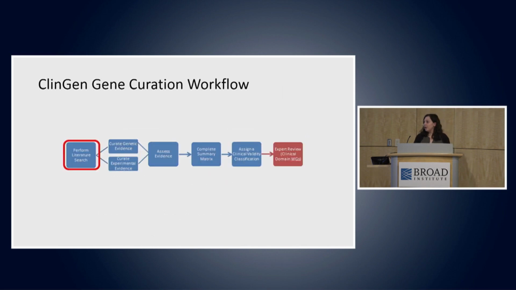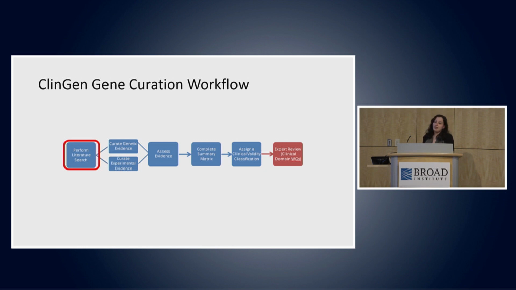And so this is the workflow here. Because we want to be as transparent as possible and because all of the curations go on the website, what we largely curate is from the literature. And we have 2 specific scoring frameworks, genetic evidence and experimental evidence. So we'll curate both of those and then assess them and complete a summary matrix, which is essentially pulling the scores from genetic and experimental evidence and adding them together to correspond to one of the clinical validity buckets that I showed you on previous slides. And then we will assign a clinical validity classification.